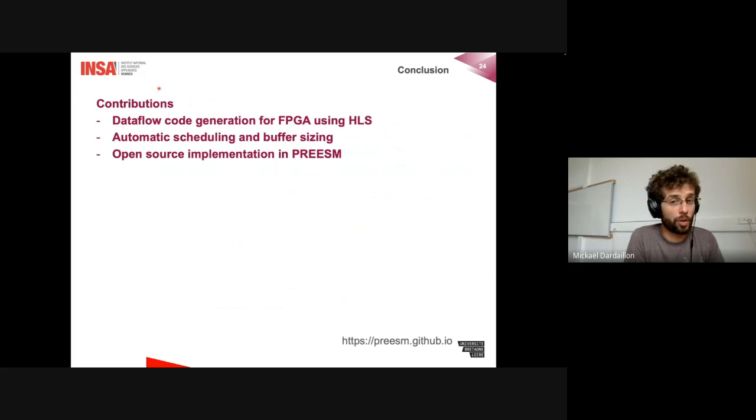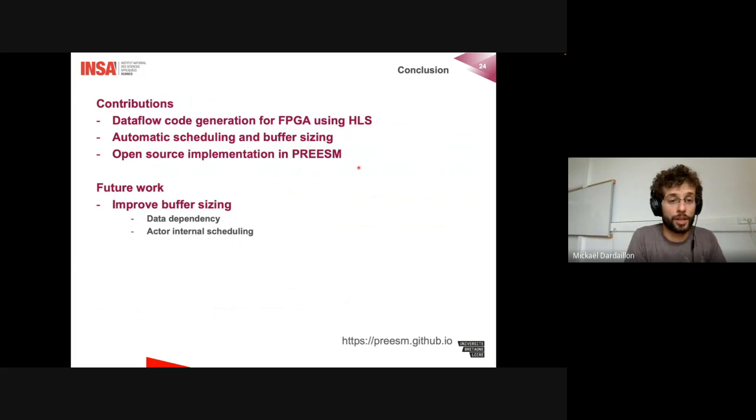So in conclusion, we presented 3 contributions here. We got a dataflow code generation for FPGA using high-level synthesis, where we are able to automatically generate the code, and code which was not easily supported in classic high-level synthesis tools. We got automatic scheduling and buffer sizing, which is very important, and which is the biggest challenge for developers to write; even if they are willing to write a graph in C code, computing those buffer sizes can be a real challenge. And we got an open source implementation in PRISM.